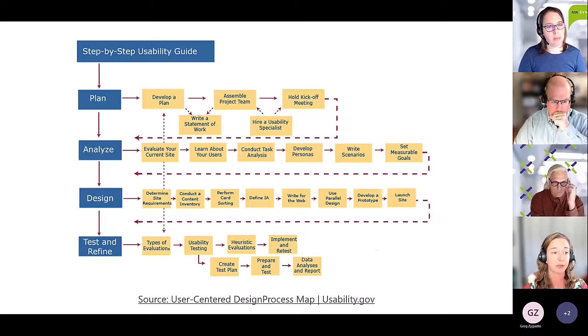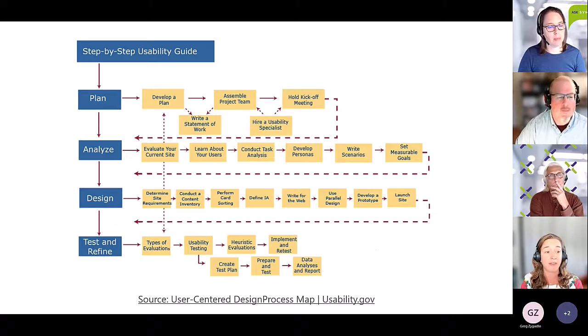So you can see in design, for example, when we're talking about site requirements, we'll talk about that a little bit today. And then we have people look at what their content is. We start to define the IA, then we drop the content in. So a lot of this will likely align and seem familiar with the way you are running your projects as well.